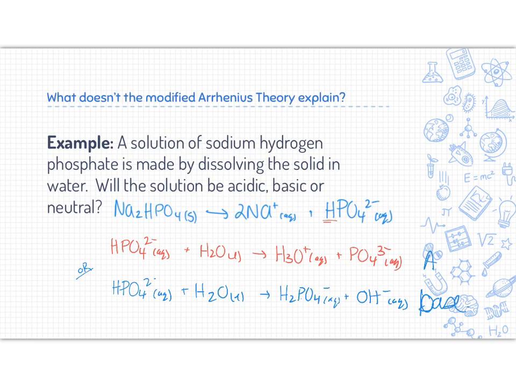Well, in this case, we would actually have to test this in water. Using Arrhenius' modified theory, it doesn't explain whether something, if it can, will act as an acid or a base if it has both options. So we would actually need to physically test this. In grade 12, we learn a new theory that helps us to predict, just looking at the formula, whether something would be an acid or a base if it had both options.